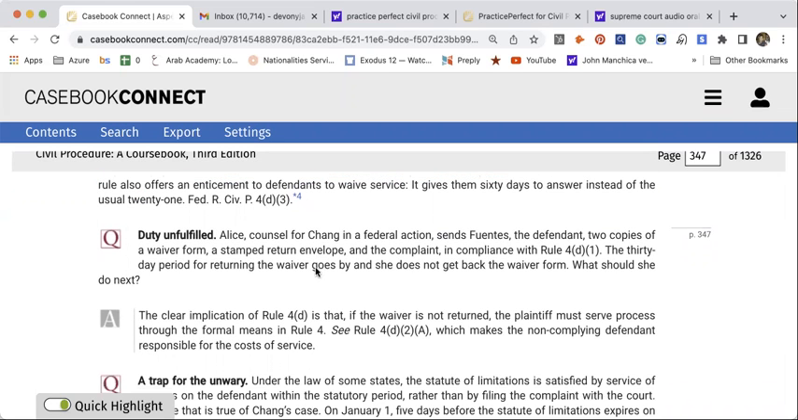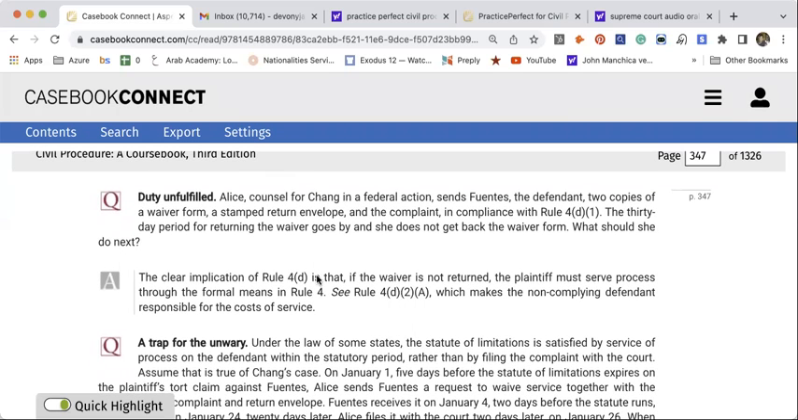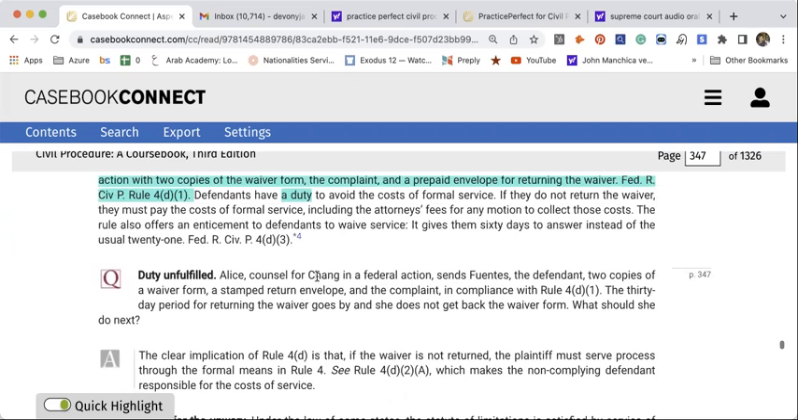Duty unfulfilled. Alice, counsel for Chang, in a federal action, sends Fuentes, defendant, 2 copies of a waiver form, a stamped return envelope, and a complaint in compliance with Rule 4D1. The 30-day period for returning the waiver goes by, and she does not get back the waiver form.